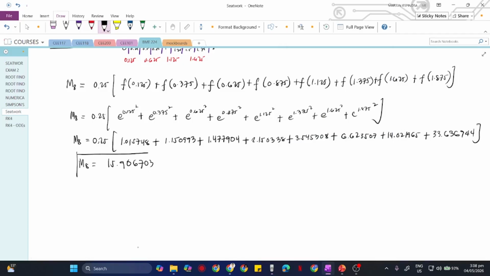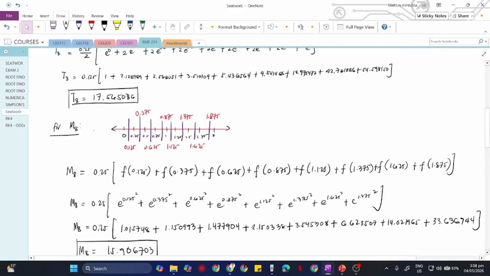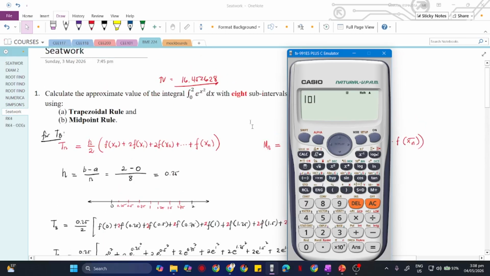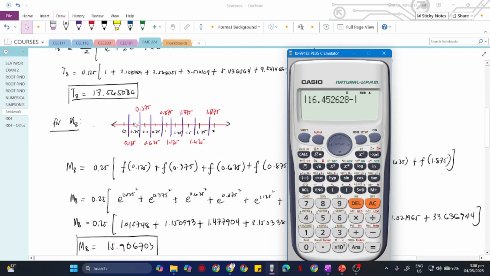So mababa siya compared sa ating true value. Pero kung ating kukunin yung absolute difference, so una, kuha tayo shift abs. Okay. Yung true value natin is 16.45. 0.452628. Subtract natin yan dito sa 17.565086. You would get 1.11. Yan yung magiging difference niya, no?